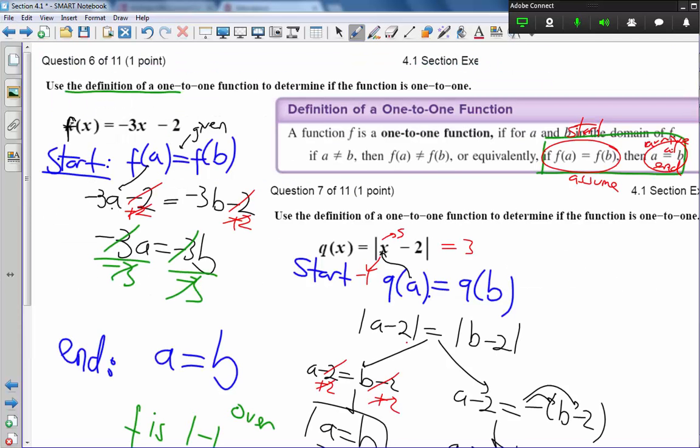Any questions so far? I know this is a little theoretical, but we had to teach you this. In case you can't graph this and you want to find an answer by doing algebra, this is the algebra proof you are supposed to make, okay?